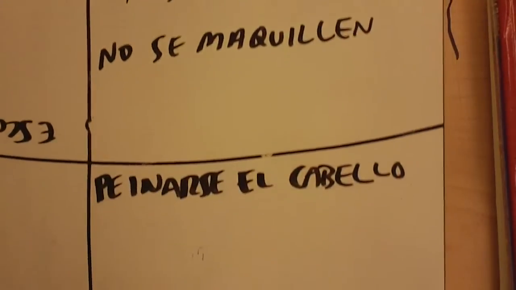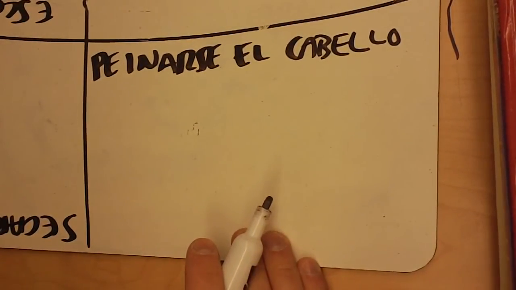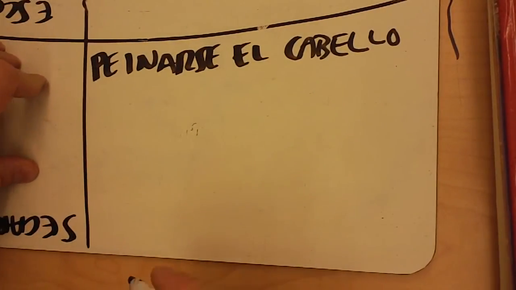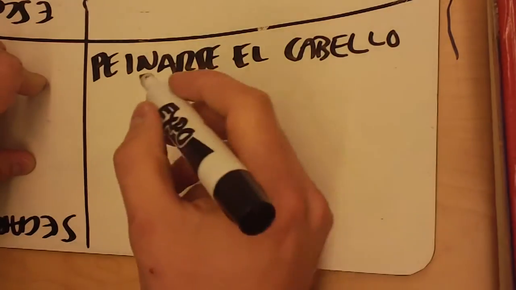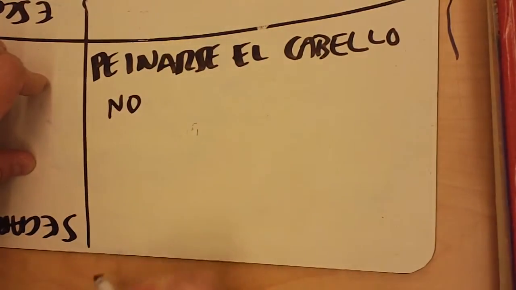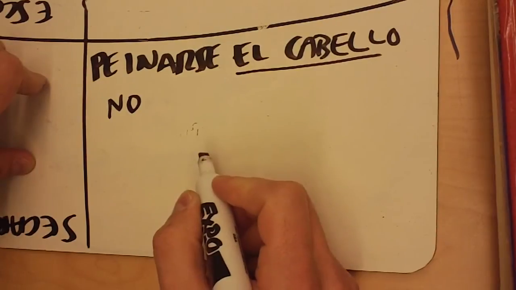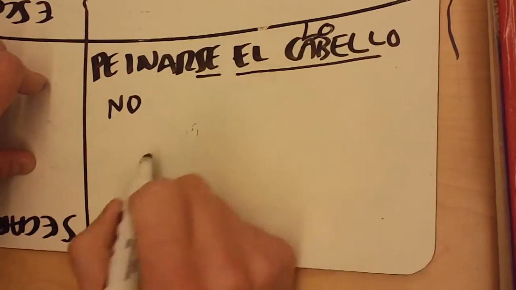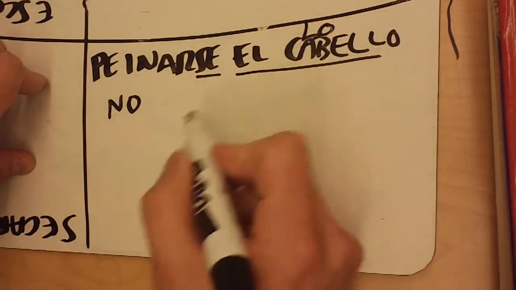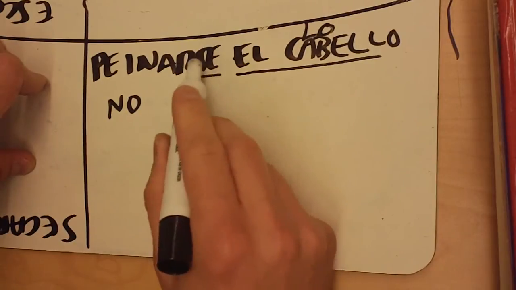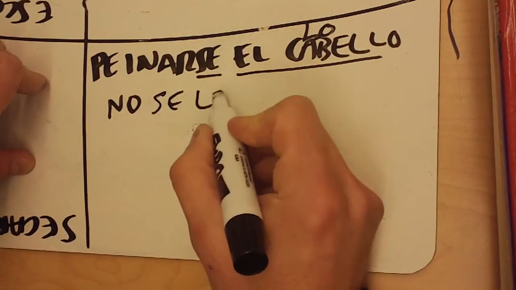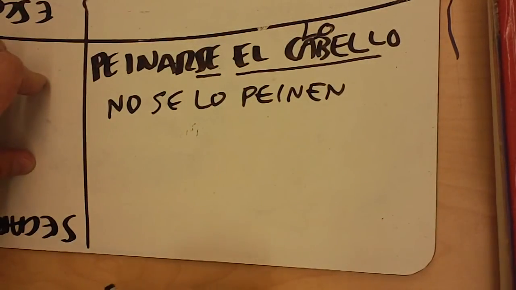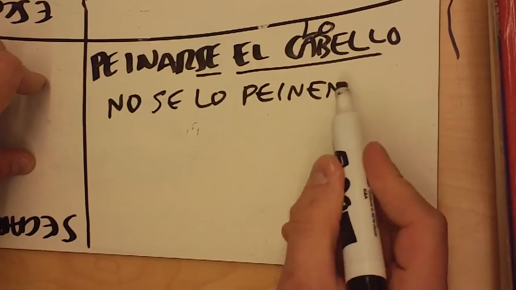Let's take a look at this one, peinarse el cabello. So we're going to say comb your hair, basically. We'll do the negative first this time because negative is easier. We'll start with the no. We'll change the hair to a direct object pronoun, which is going to change to lo. And then we have this reflexive pronoun as well. So we have two pronouns, se and lo. We'll put the se before the lo, the people before the things. So no se lo peinen.